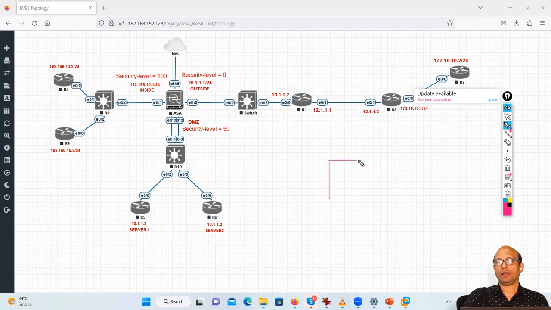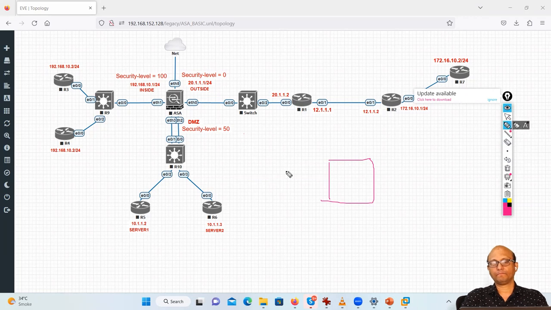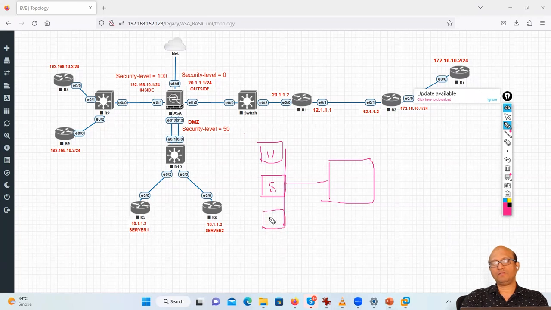Now, there is a case where I am not fully trusting my LAN. Why? Because if I am placing users and at the same time placing a server there, there is a chance that these users can communicate with this server easily without any policy. Why? Because the firewall will work only when the traffic either enters or exits.